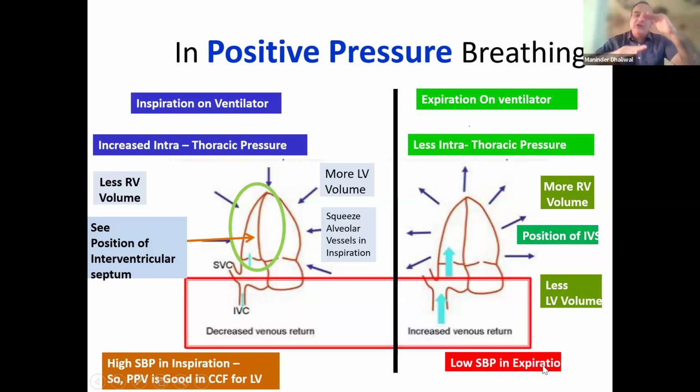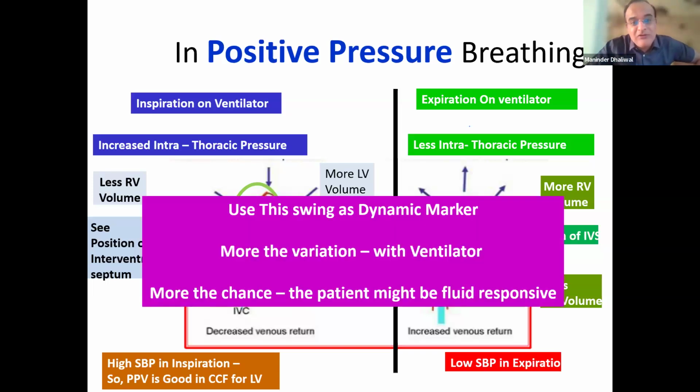So my change in inspiration and expiration is compressing the heart and relaxing the heart. Whereas with positive pressure inspiration, the BP rises, and once I release, the BP actually falls. What is the usefulness of this? It is a dynamic marker. So the more the variation with the ventilator, the more the chance the patient might be fluid responsive. That means this patient can actually tolerate it if you give more volume.